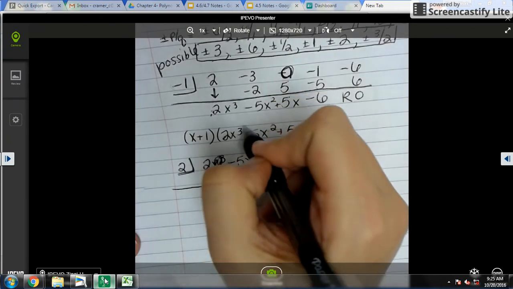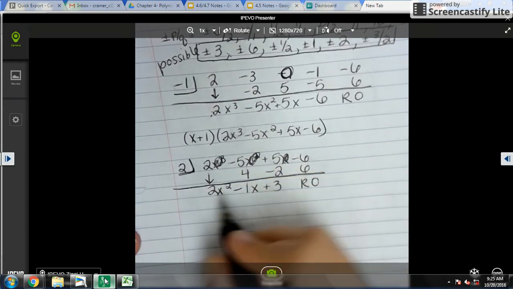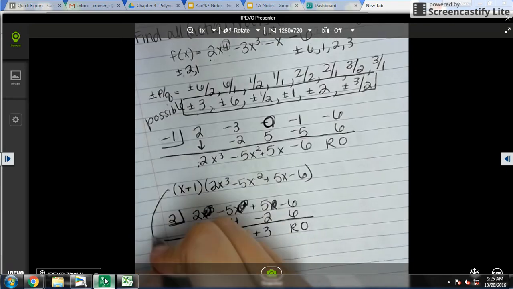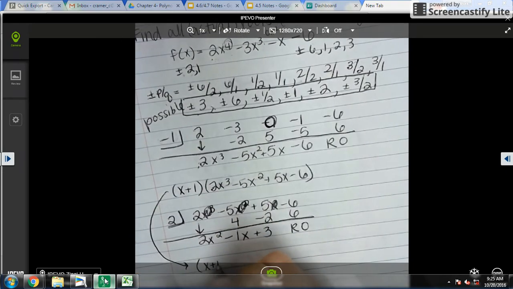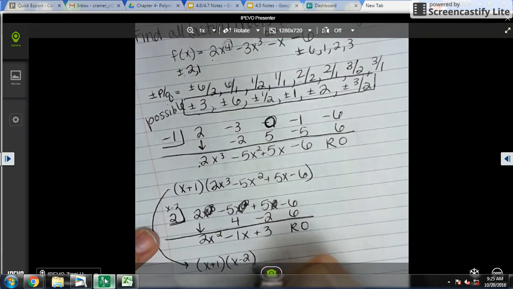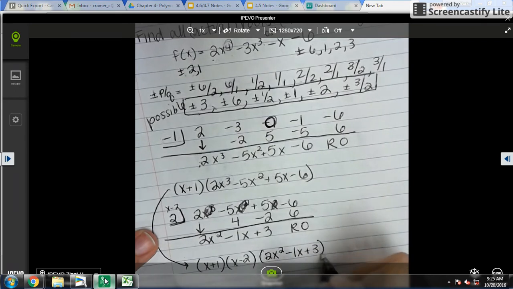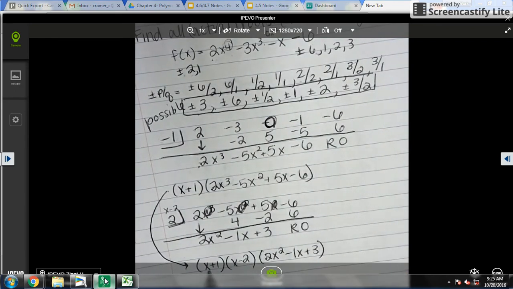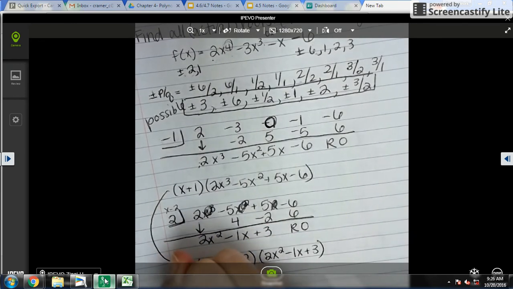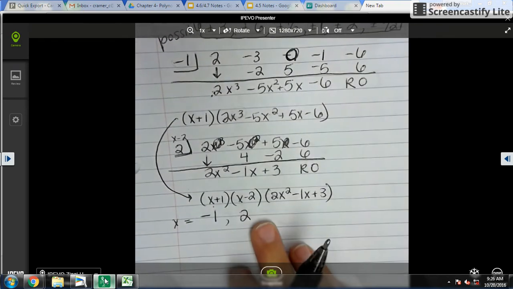And now this was a cubic. Now we can knock it down to a quadratic. So we get 2x squared minus 1x plus 3. Now our original polynomial we can write as x plus 1 times x minus 2 times this quadratic. And now we have a root of -1, a root of positive 2, and we can use the quadratic formula to find the 2 roots here.